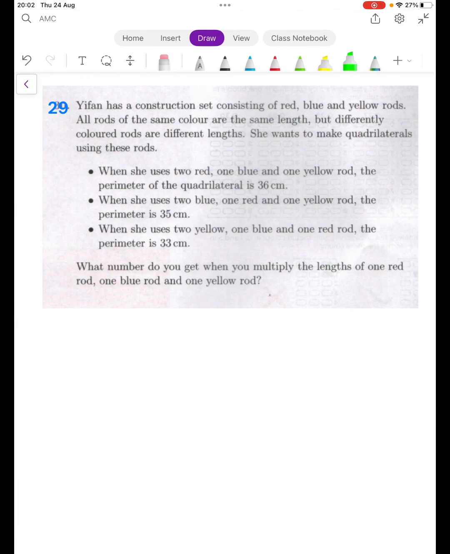Let's have a read. Yifan has a construction set consisting of red, blue, and yellow rods. All rods of the same color are the same length, but differently colored rods are different lengths. So all red rods are the same length, but they might differ in length from blue or yellow rods. Similarly, all yellow rods will be the same length, but not the same as blue or red rods.